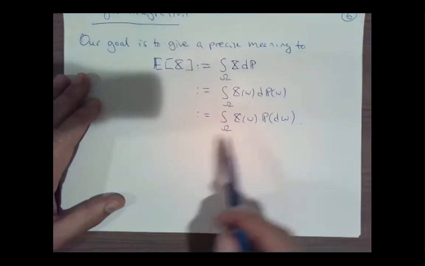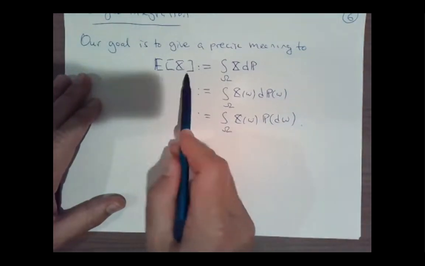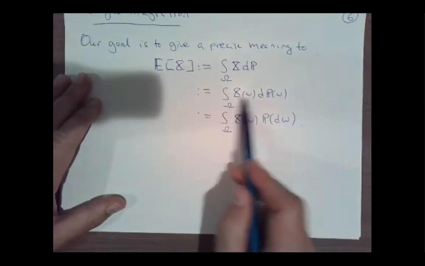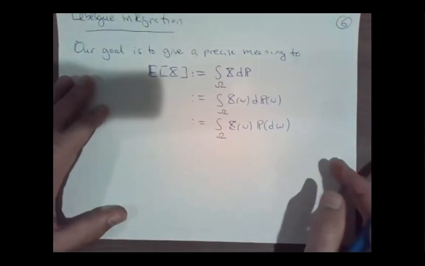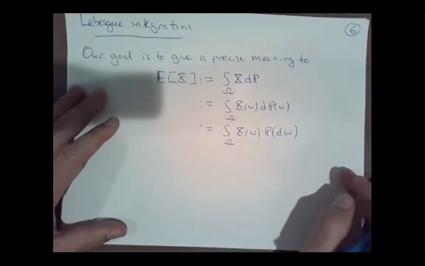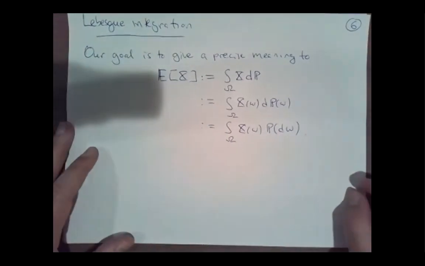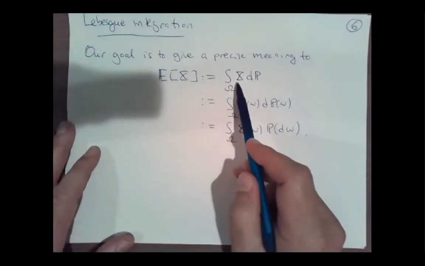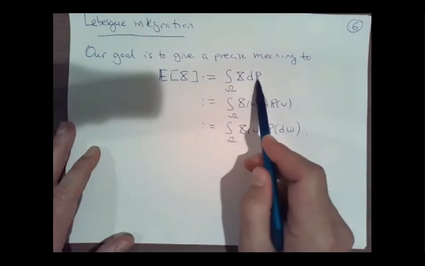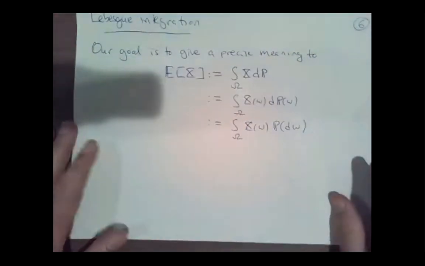In other words, there's no difference between writing what's written here and writing this one, writing that one, or writing this one. You can write whichever one you want. And as you can see here, this is x and then dp. So it's a little bit confusing.